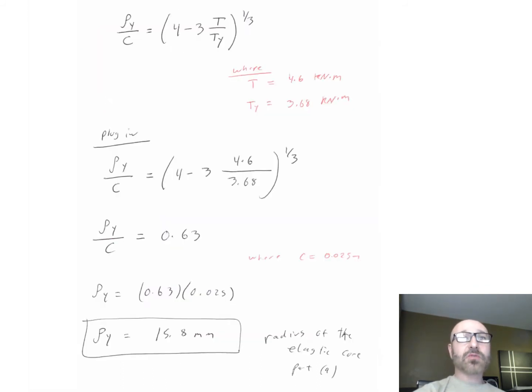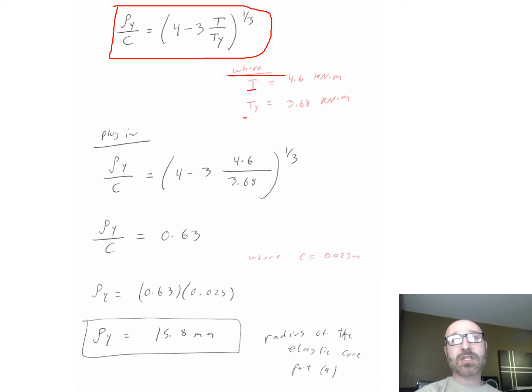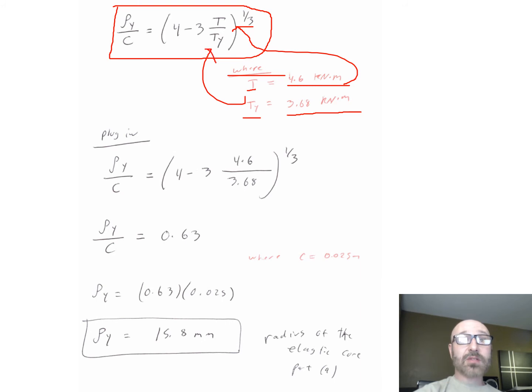So now we can go back to this relationship we had for our rho sub Y over C, which we saw was equal to 4 minus 3 times T over T sub Y to the 1/3. But now we have these values: we have a T value and a T sub Y value. Our T was 4.6 kilonewton meters, and our T sub Y was 3.68 kilonewton meters. So we can plug those in for our T and our T sub Y in this equation. When we do that, we see that rho sub Y over C is equal to 4 minus 3 times 4.6 over 3.68, all to the 1/3. Those are all numeric values, so we can get a numeric value for our rho sub Y over C.